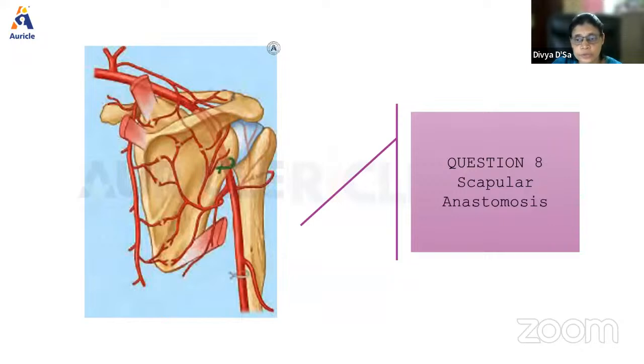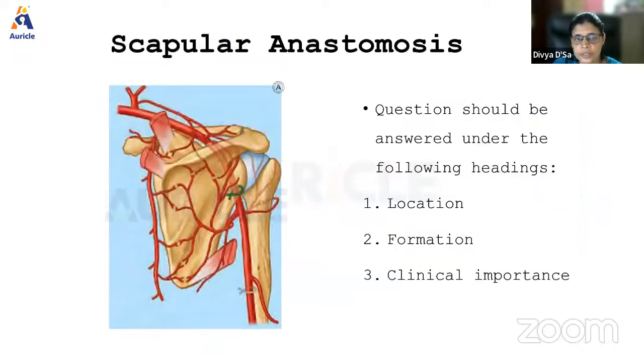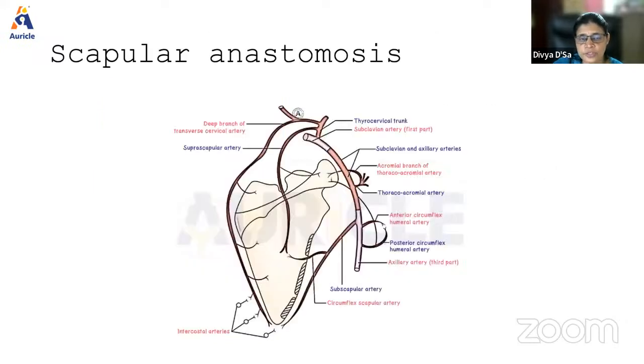Right. Then we go to scapular anastomosis: the location, the formation, and clinical importance. Scapular anastomosis is basically the anastomosis between the branches of the axillary and the subclavian artery. They form an anastomosis around the scapula. This is important because it forms a collateral circulation when either the subclavian or the axillary is blocked.